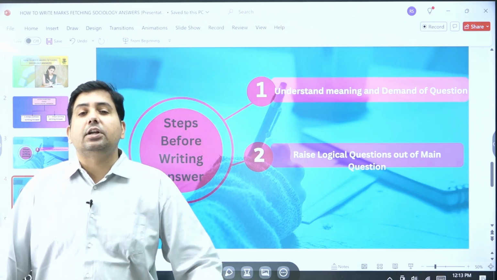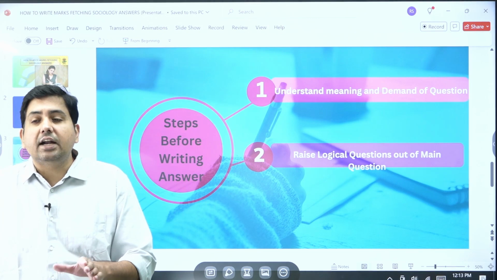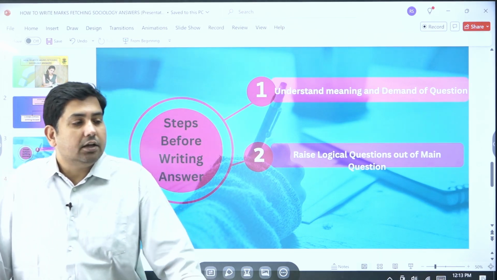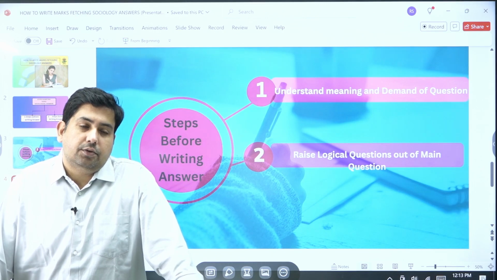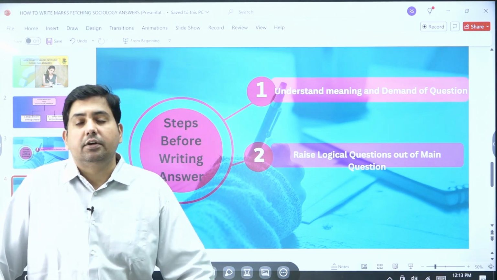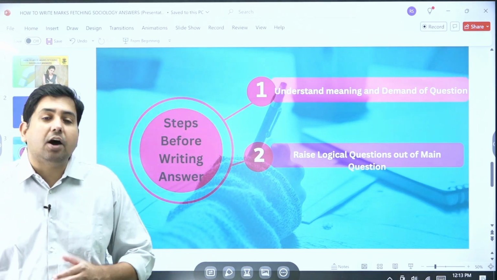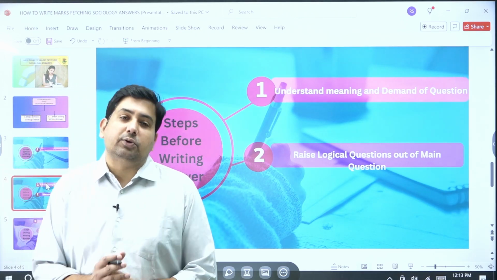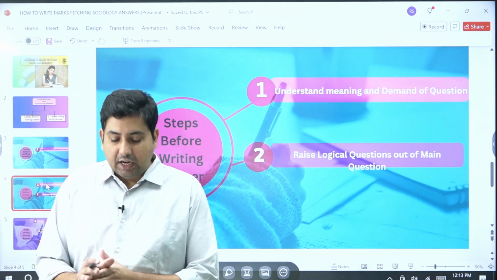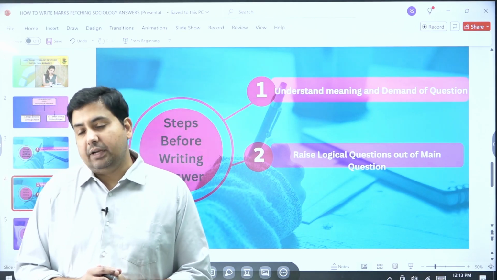So raise logical questions, and you will think of the content only after you have identified the logical questions. Those 3, 4 or even 5 logical questions, that is what you have to raise. Now again the question comes: how to raise logical questions? So here I would like to demonstrate this with an example.